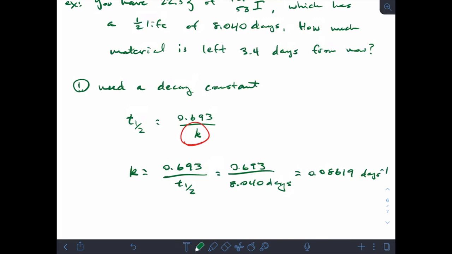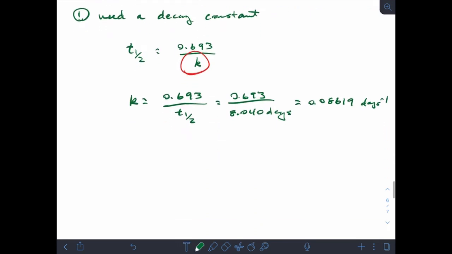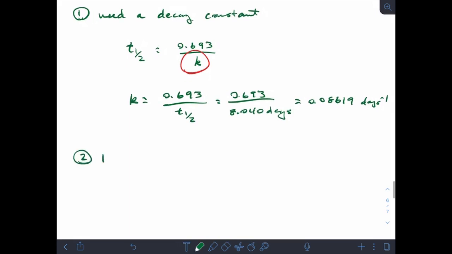Remember that our decay constant should be in some time to the minus 1. Like I said, it can take different forms. It can be seconds, it can be years. In this case, it's days. Now that I know my decay constant, step 2 is to find n at time t. So how much material is left at a given time? In this case, 3.4 days.